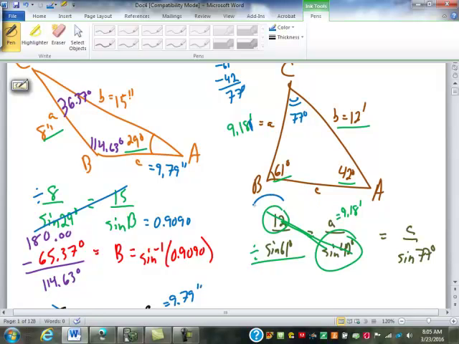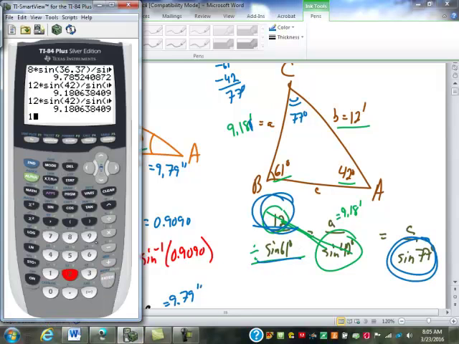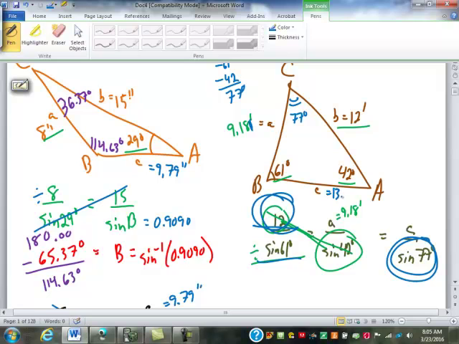So then, now we can cross multiply here. I'm just ignoring this middle piece for now. 12 times sine of 77 divided by sine of 61. And again, that makes sense. 77 is bigger than 61, so that side should be bigger than 12.